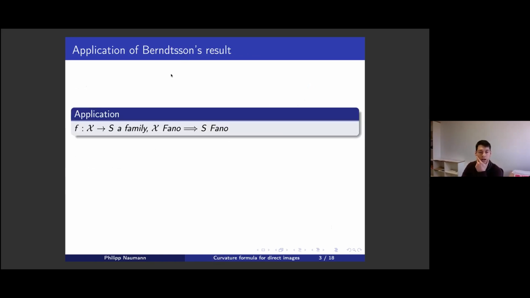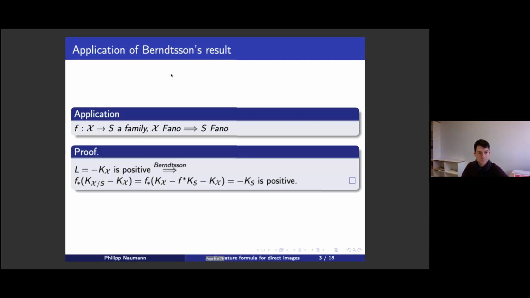Maybe first we look at a very direct application of Berndtsson's result to get a feeling for its use. For this, we consider a family such that the total space is Fano. Let's say everything is compact here. Then we can relatively easily prove that the base is also Fano by just plugging in L as the anti-canonical bundle of the total space. Berndtsson's result directly gives that minus K_S is also positive, which means that S is also Fano. This is just a very direct application of this result.